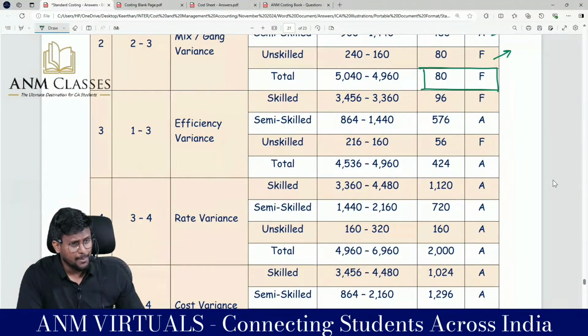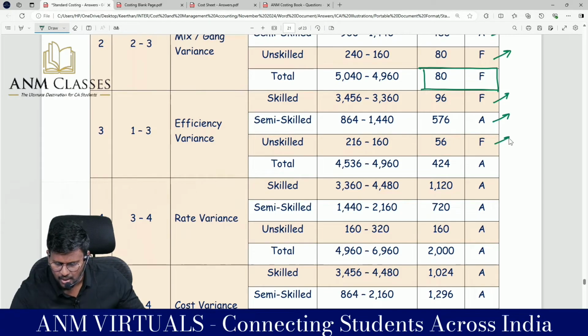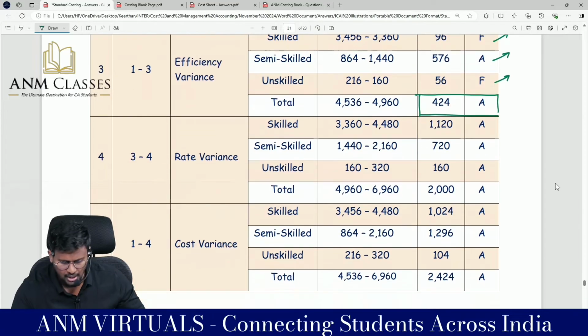1 minus 3 is labor efficiency variance. Skilled 96 favorable, 576 adverse, 56 favorable. Total comes to 424 adverse. Shall I proceed? Yes, sir.